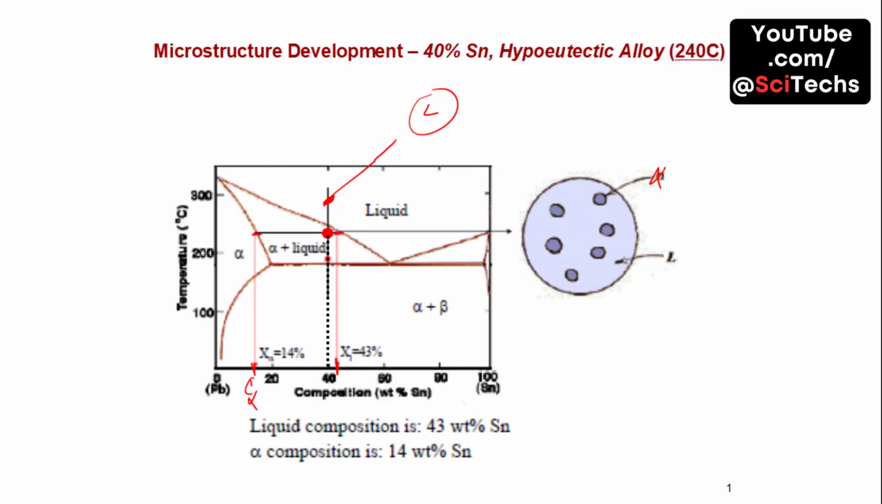At 240 degrees Celsius, the microstructure development of a 40% Sn hypoeutectic alloy shows the formation of liquid and alpha phases. The composition of these phases is critical for understanding the alloy's properties.